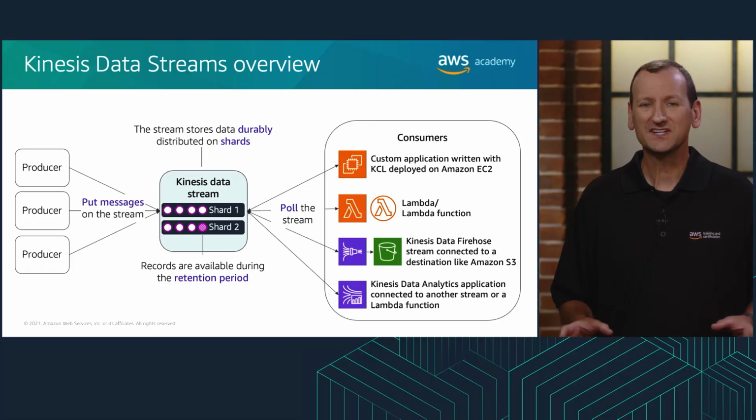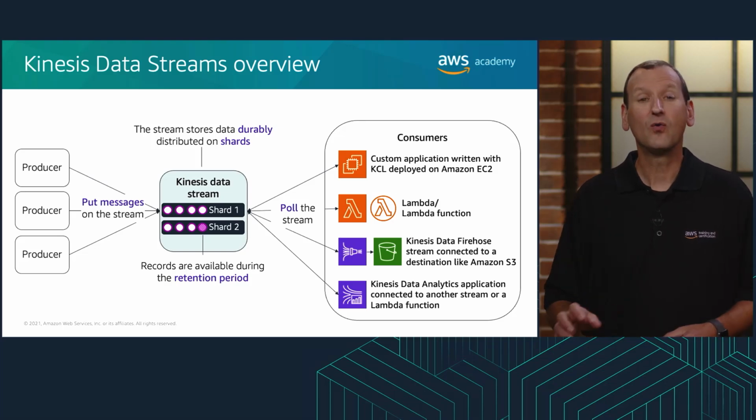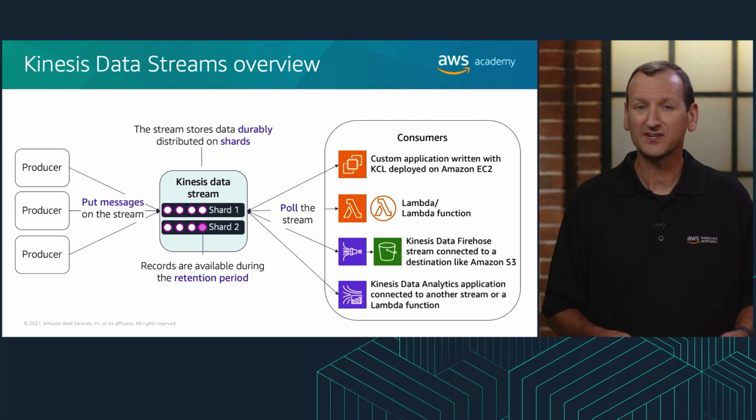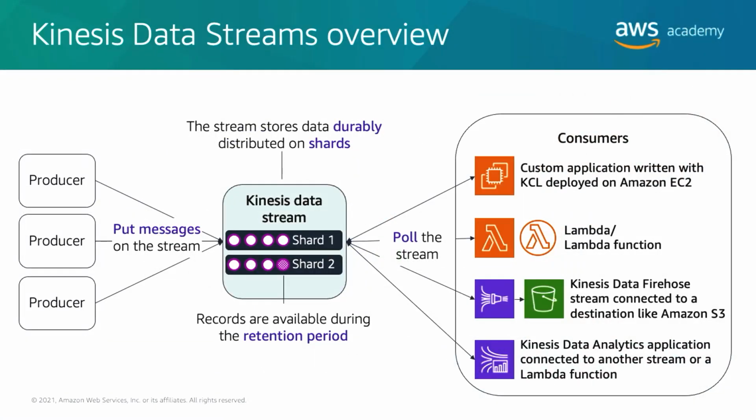A producer collects data and puts it onto the stream. For example, a web server that sends log data to a Kinesis data stream is a producer. You can use the Kinesis producer library, also known as KPL, or the AWS SDK for Java to build producers for Kinesis data streams. Kinesis data streams store a unit of data as a data record.